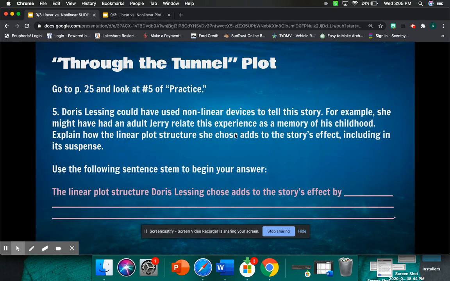So that is it for today. You've finished reading the story. We've learned about linear and nonlinear plot, and now you are going to explore linear plot in Through the Tunnel, and also think about how it would have been if it was nonlinear and why linear is the best choice. So go to Google Classroom and complete your work.